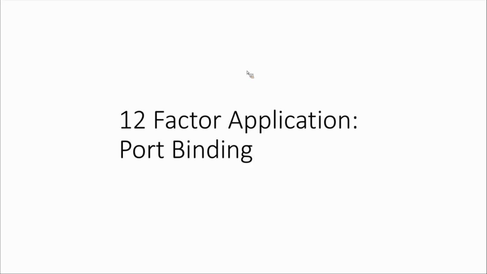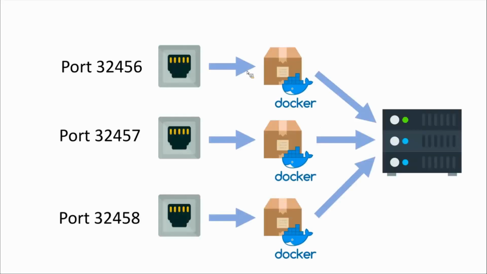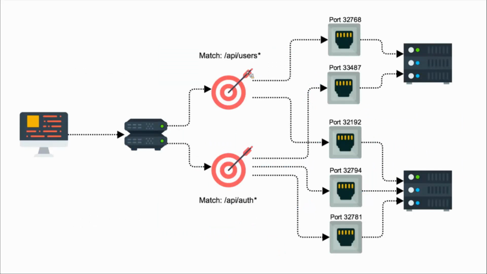The next step is port binding. That means being able to address services by specific ports. So port 32456. And what this process ends up looking like is I hit my service, and then I hit a service. So /API/users or /API/auth. And that maps to a bunch of ports that are mapped to the service itself.